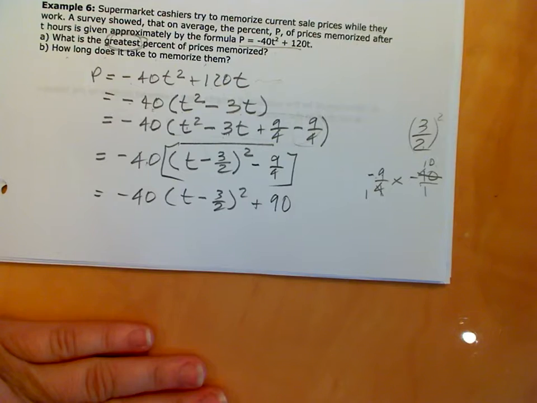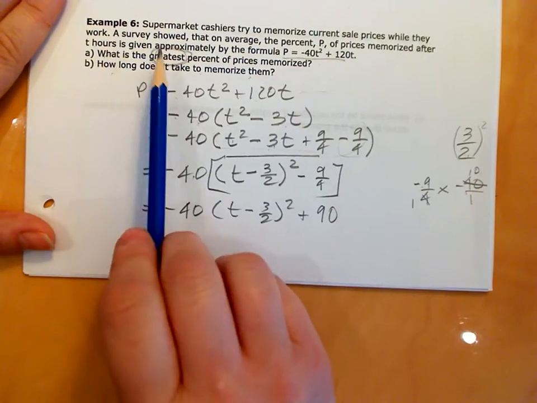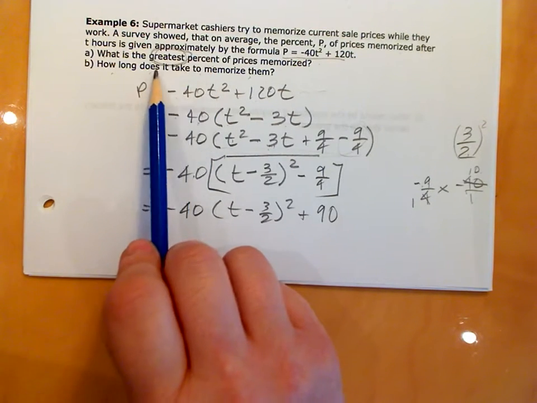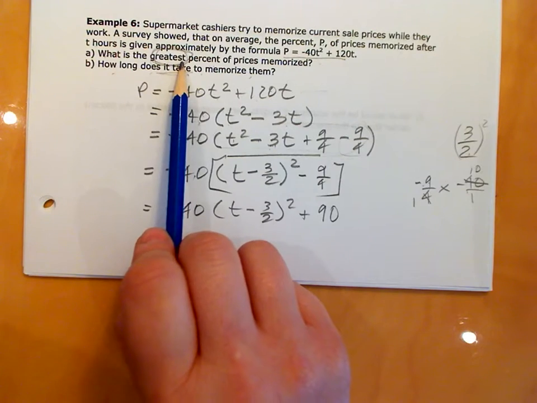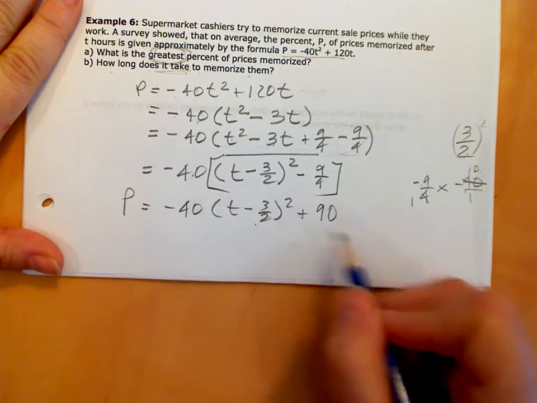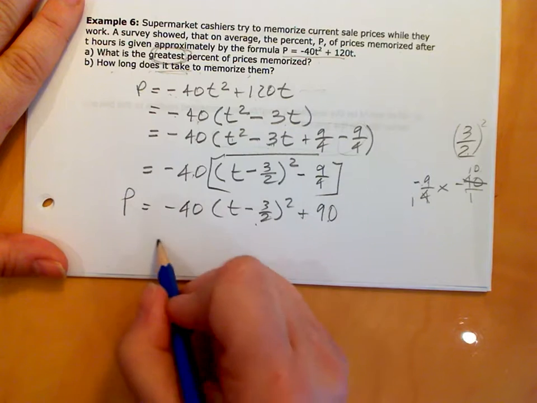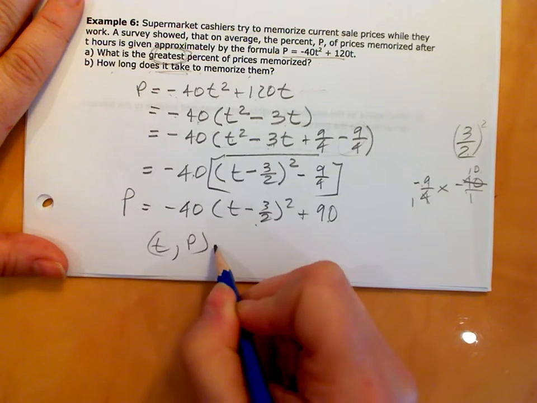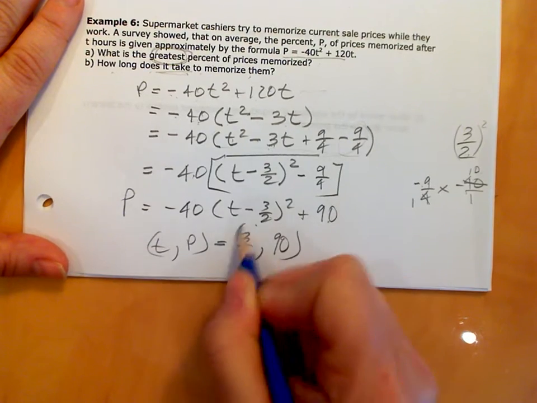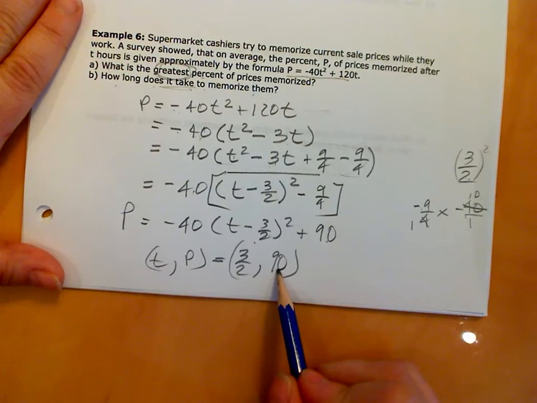So now that we've put this in vertex form, let's read the question again and see what we have to do. What is the greatest percent? So they want to know what P is, and they want to know what the time is to get that P. So they just really want to know the vertex, because T is this and P is this, right? If this is P equals T, then the point will be T, P, and the vertex is 3 over 2, 90. So the greatest percent of prices memorized is 90%.